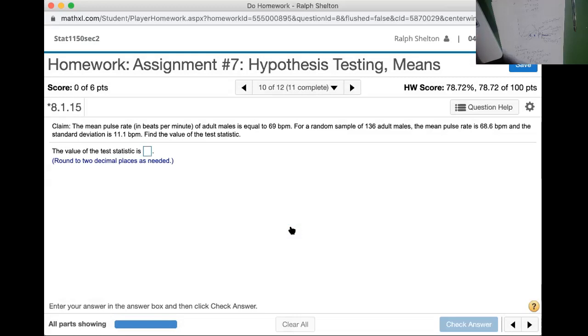Okay. 10 of 12. Mean pulse rate is 69 beats per minute for a random sample of 136. Here's the pulse rate of that sample, and that gives us a standard deviation. Find the value of the test statistic. Let me jot this down here.